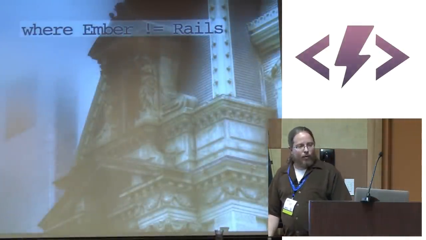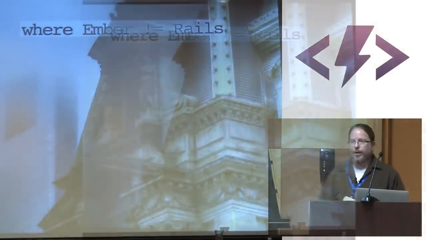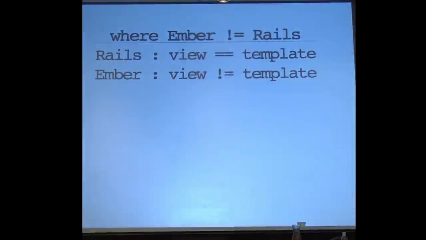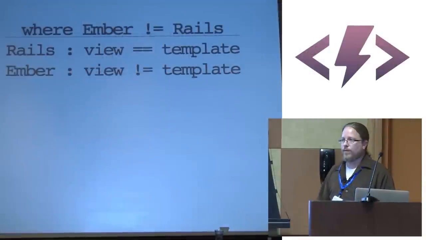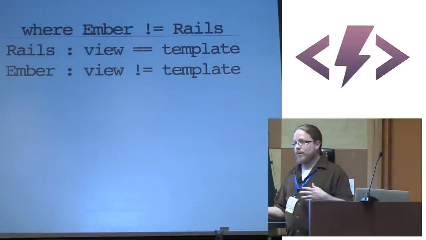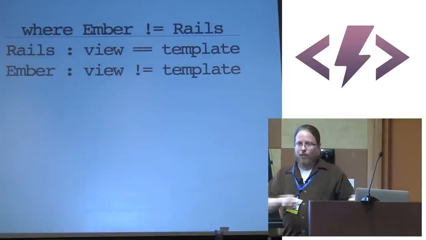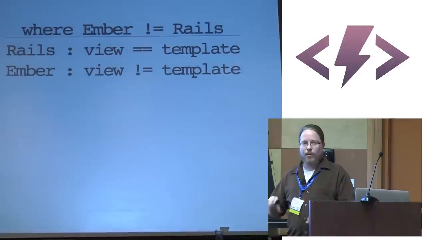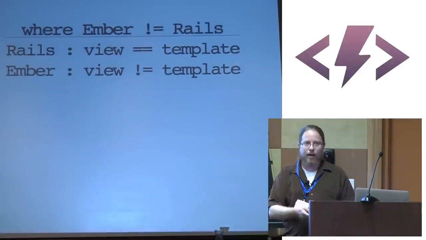So places that Ember is not equal to Rails and where it's very easy to run into confusion. The biggest one is around views and templates. And a lot of this is due to the fact that in Rails, when you talk about a view or a template, you're really talking about the same thing. Your templates live in a folder called views, and so it's easy to talk about go edit the about view or edit the about template, and you're really talking about editing the same file.